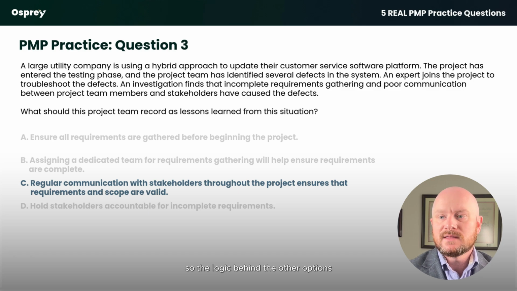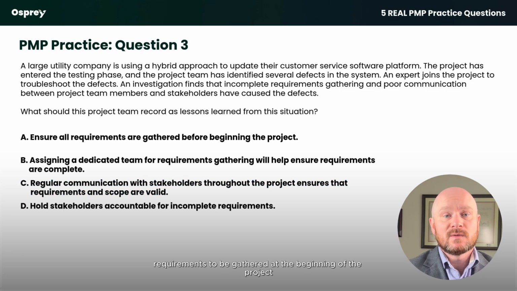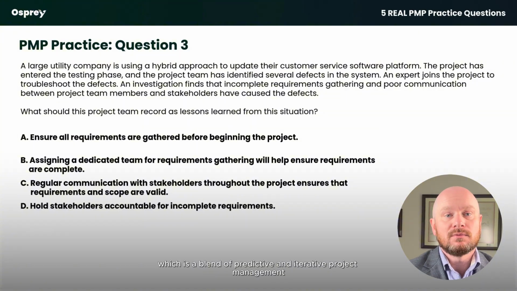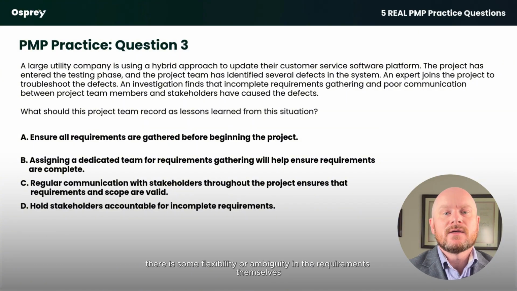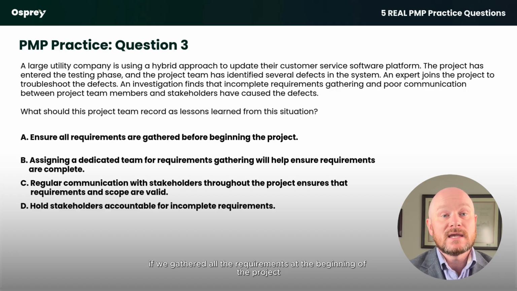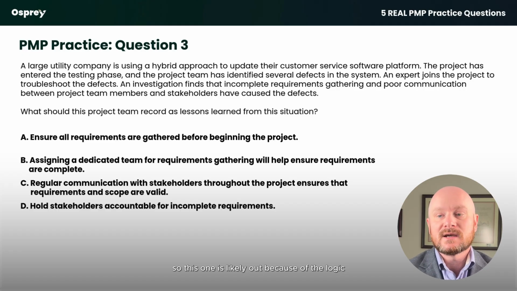So the logic behind the other options: requiring all requirements to be gathered at the beginning of the project is out because of the approach that the project team is using. They're using a hybrid approach, which is a blend of predictive and iterative project management, which would indicate there is some flexibility or ambiguity in the requirements themselves. If we gathered all the requirements at the beginning of the project here, we wouldn't use hybrid. We'd likely go with a predictive approach. So this one is likely out because of the logic.